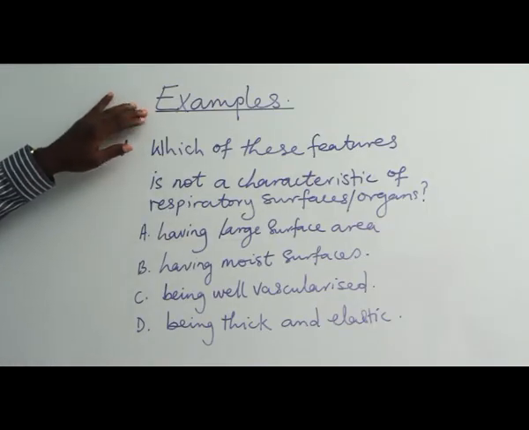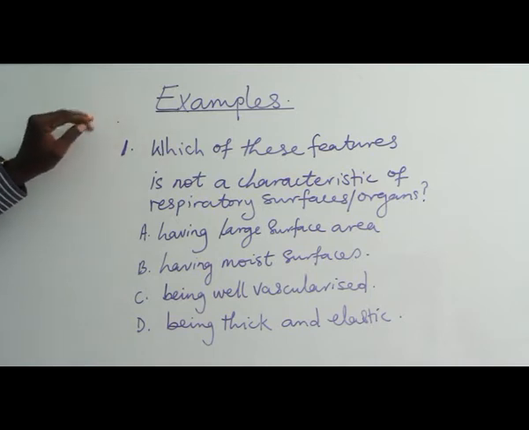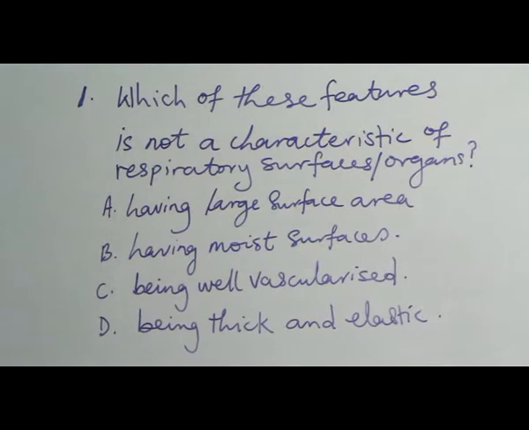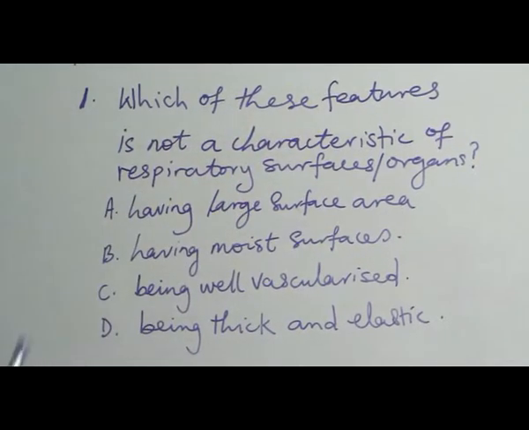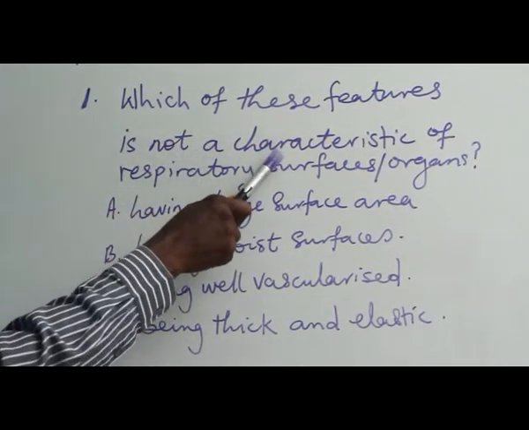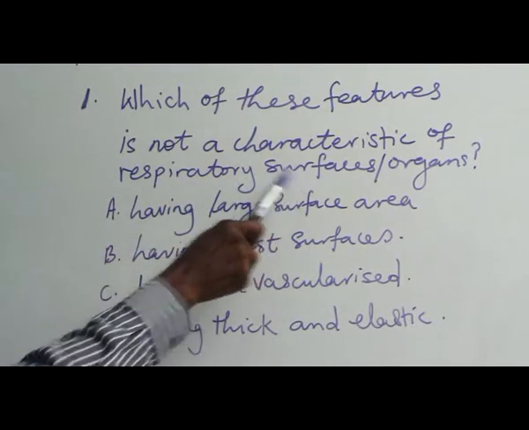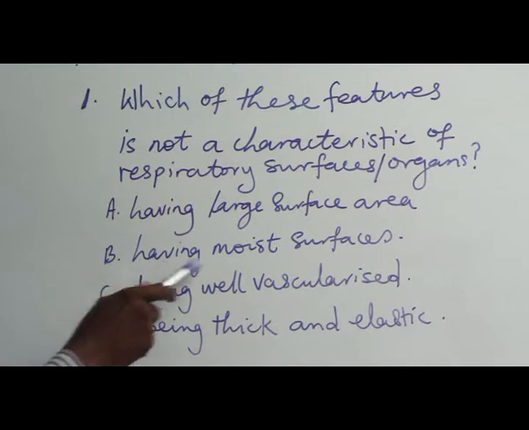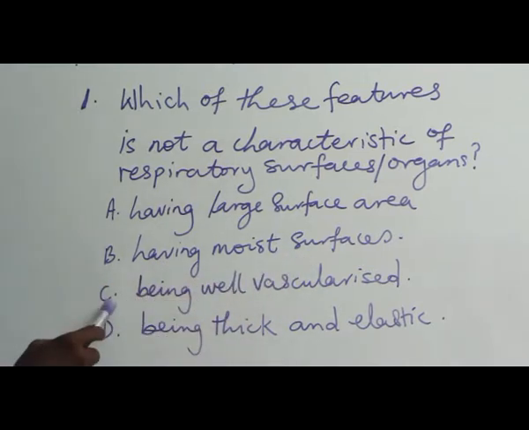Example 1 of structures and functions. Which of these features is not a characteristic of respiratory surface or respiratory organs? A. Having large surface area. B. Having moist surfaces. C. Being well vascularized. D. Being thick and elastic.